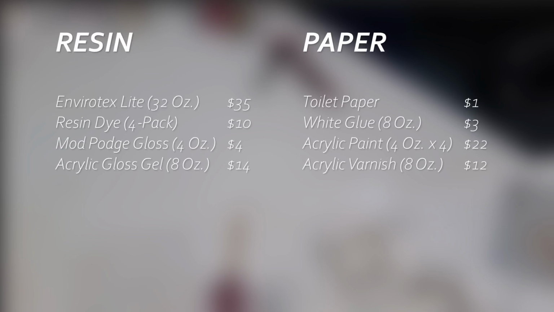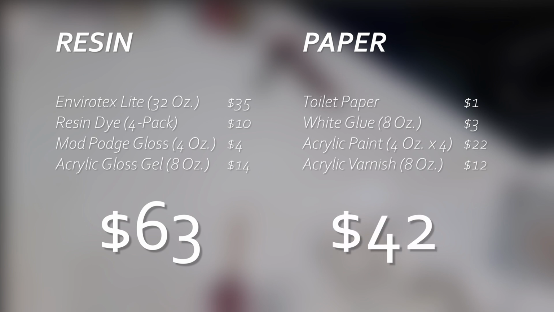Here are the numbers. I set the sizes based on how much you need to buy to work on a room-sized layout, assuming you have to buy everything from scratch. $63 in materials for the epoxy method and $42 for the toilet paper. So at first glance, modeling with epoxy is 50% more expensive than using paper. But that's not the whole story.